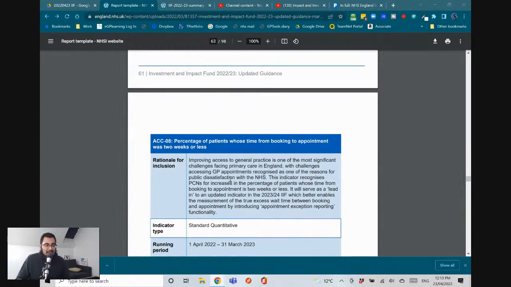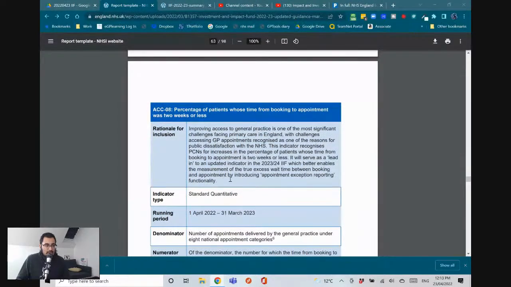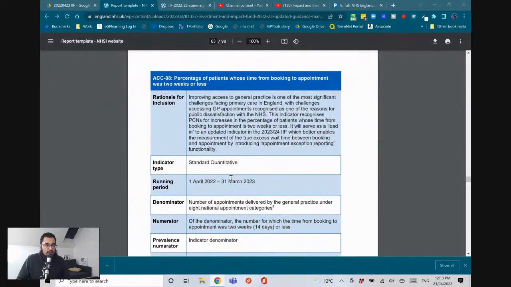So this is about improving access to general practice, and a massive shift in terms of this one. I think this is going to be the one that most networks are really going to struggle with in some way, shape or form. Standard qualitative criteria for this financial year: number of appointments delivered by the general practice under the 8 national appointment criteria. So it's based, I'm assuming, off your GPAD, but we'll come to that in a second.